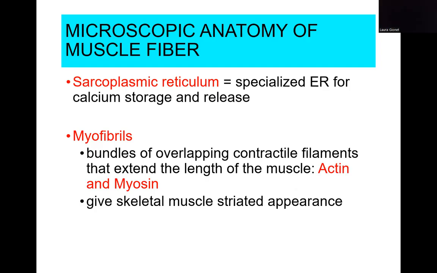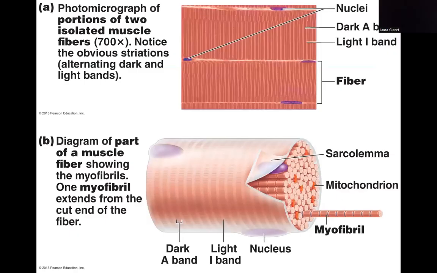Then we have our myofibrils, which are the bundles of overlapping contractile filaments that extend the length of the muscle. It contains actin and myosin. Actin is going to be the thinner fibers. Myosin is going to be the chubbier fibers or proteins. And that's what gives skeletal muscle its striated appearance, as well as cardiac muscle, because it too is striated.